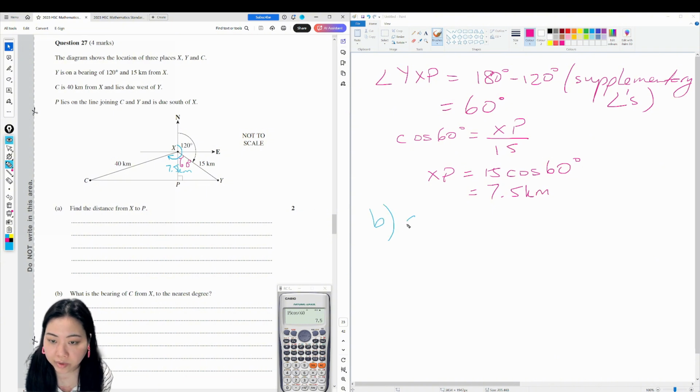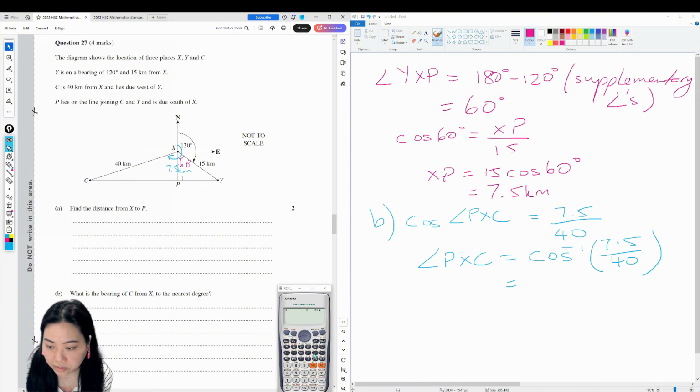So B, we have cos angle PXC is equal to adjacent over hypotenuse. Angle PXC is going to be the inverse of cos 7.5 over 40. Shift cos of 7.5 on 40 and turn that into an angle. It is going to be 79 degrees 11 minutes 35.08 seconds. To the nearest degree, because this is less than 30 minutes, it is still 79 degrees.